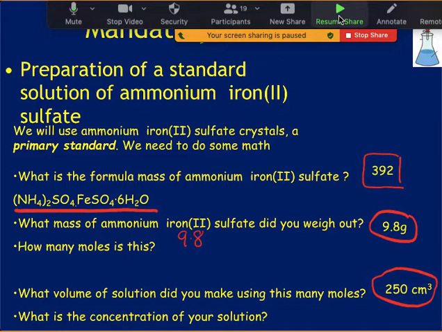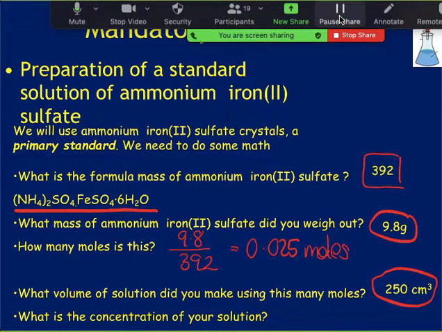So it should be 9.8 divided by 392. That should give you 0.025 moles. And how do I turn that then into a concentration? So how do I turn that into a concentration? What are the units for concentration?